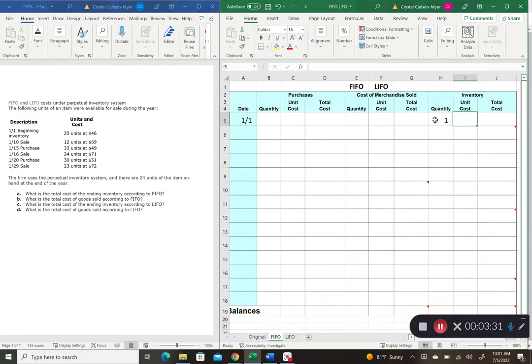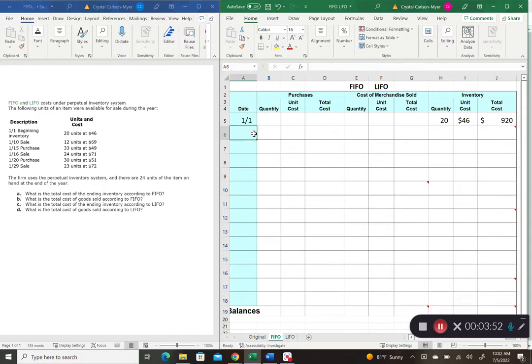We had 20 units, and it cost us $46 per unit. So for my total cost, I'm just going to multiply 20 by 46, and it has a total cost of $920 for our beginning inventory. That's the amount that's going to be shown on the balance sheet.